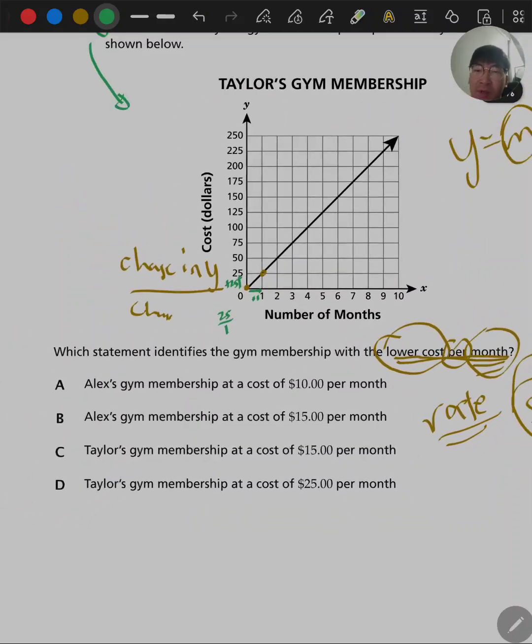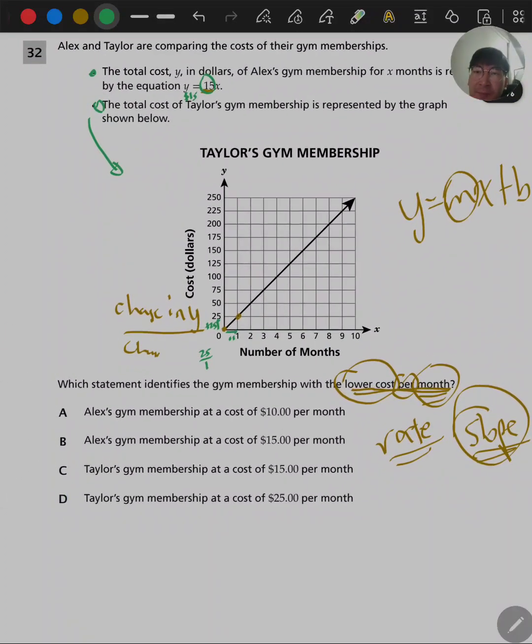Okay, so what does that mean? That means that Taylor's cost per month is going to be $25, okay? So that means the same thing as what I said about Alex. Every month she uses the gym, she pays $25.